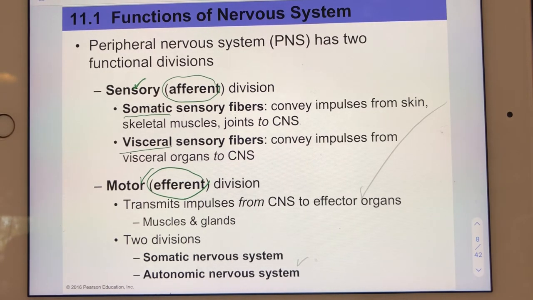And we want to specify somatic sensory, because we also have somatic motor. Isn't that evil? Anyway, that won't really haunt us in this chapter. It'll just haunt us later. Yay! It will haunt us.